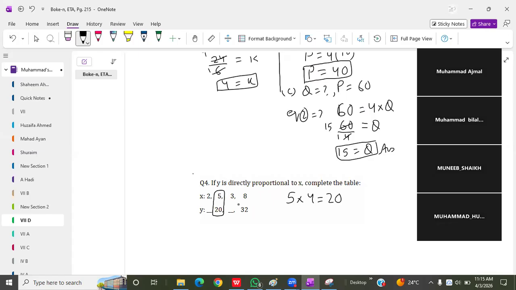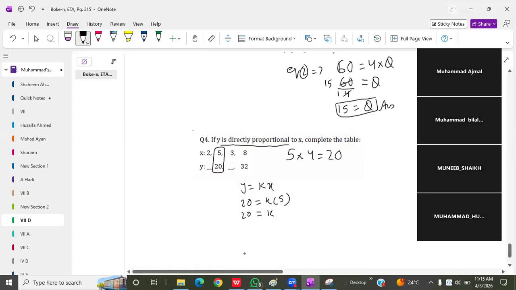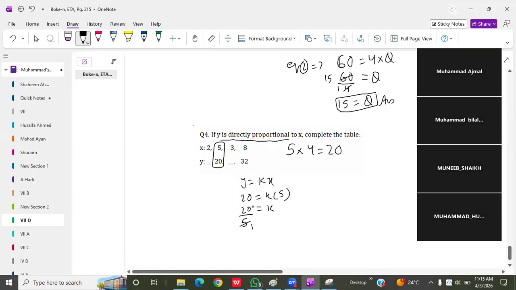Or otherwise, we can make the equation y is directly proportional to x, y is equal to kx. We put the value of y equal to 20 and x equal to 5 here. So find the value of k, 20 divided by 5. So 5 1 is 5, 5 4s are 20. So we got the value of k here, 4. So we put x equal to 2 in this equation, and 4 for k. So we got 8 here.